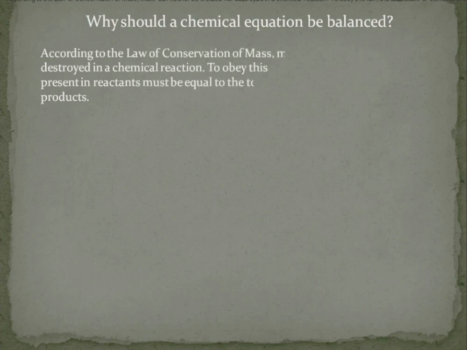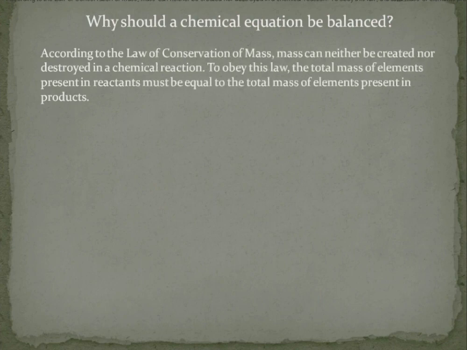So why should a chemical equation be balanced? According to the law of conservation of mass, mass can neither be created nor be destroyed in a chemical reaction. To obey this law, the total mass of elements present in reactants must be equal to the total mass of elements present in product. So let us take an example.